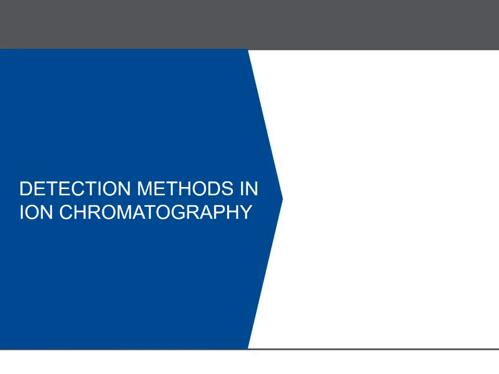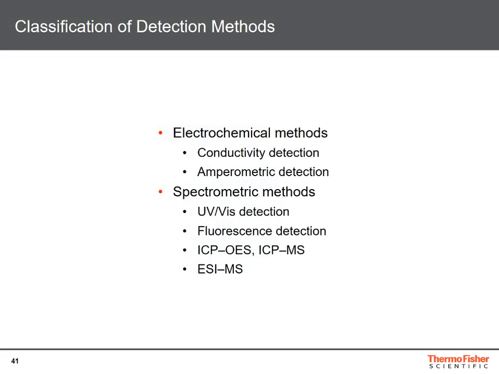The second part of this presentation is devoted to detection methods used in ion chromatography. Let me first classify the most important detection method used in ion chromatography today. As you see from this slide, we are differentiating between two different groups of detection methods: the electrochemical methods, usually conductivity or amperometry, and the second group of spectrometric methods comprising of UV-Vis detection, fluorescence detection, or the hyphenation of ion chromatography with element-specific detection in form of ICP, or straight with electrospray ionization mass spectrometry.